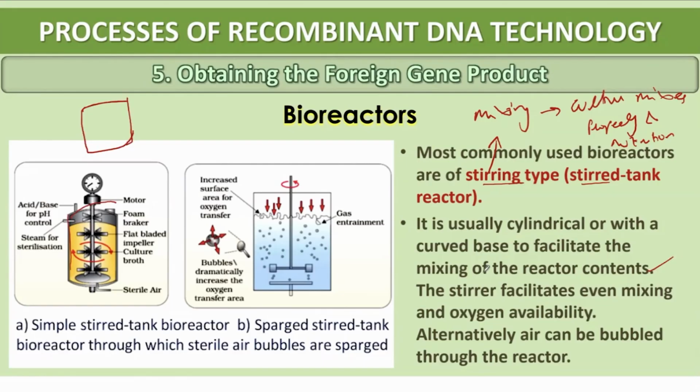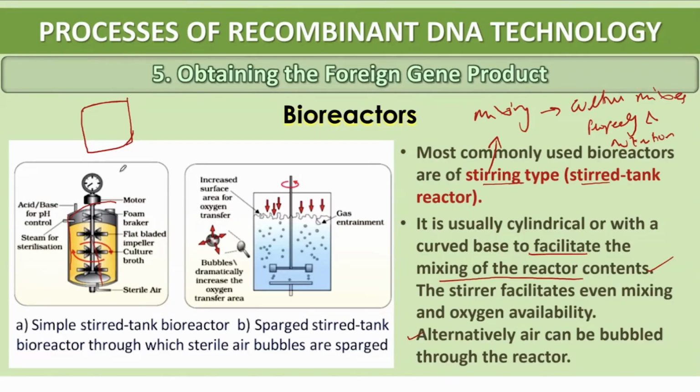Why is it very important? So that it helps in the mixing of the reactive content. Now the stirrer facilitates even mixing and oxygen availability. So again we have the central shaft, and it is basically the stirrer, and it helps in even mixing and oxygen availability to the living organisms or the cells in the bioreactor. Alternatively, air can be bubbled through the reactor.